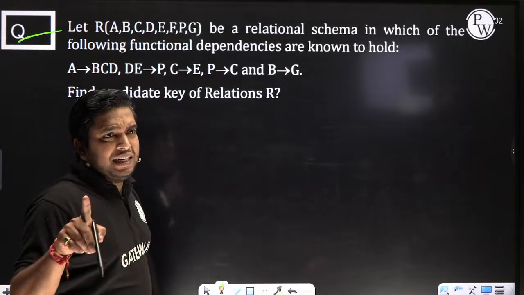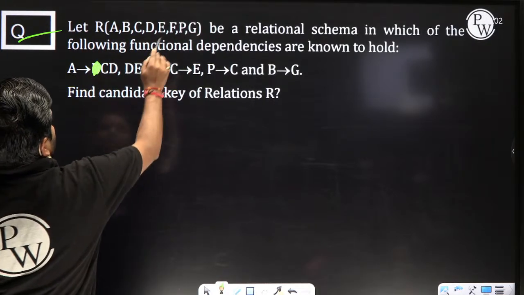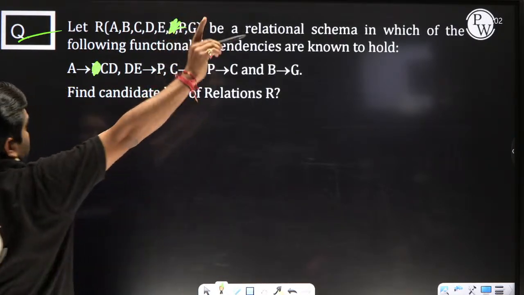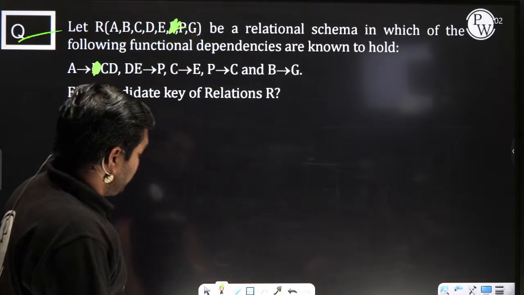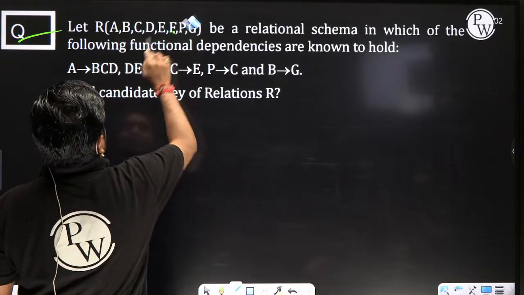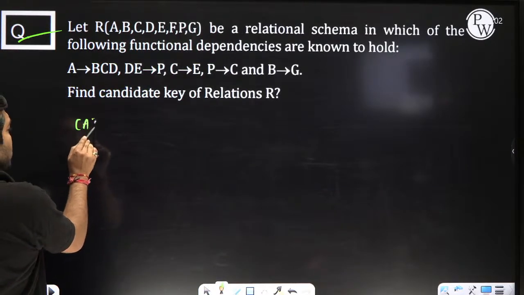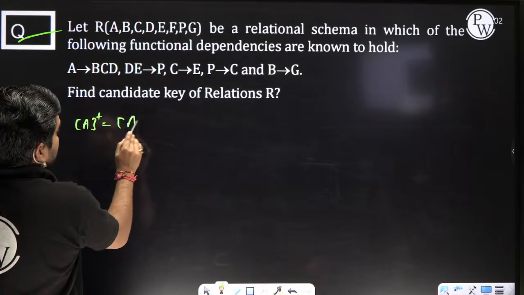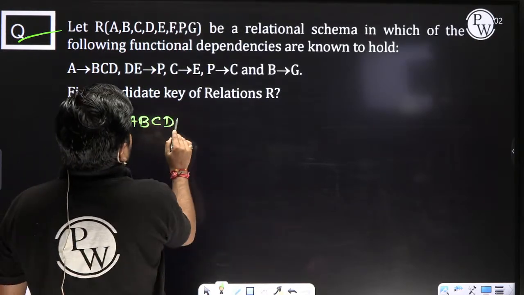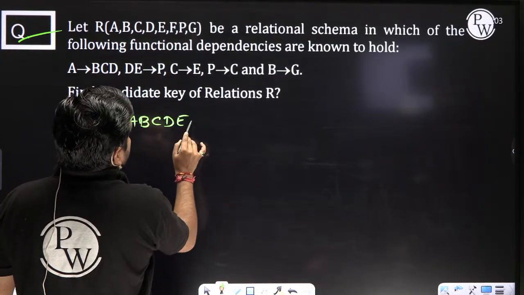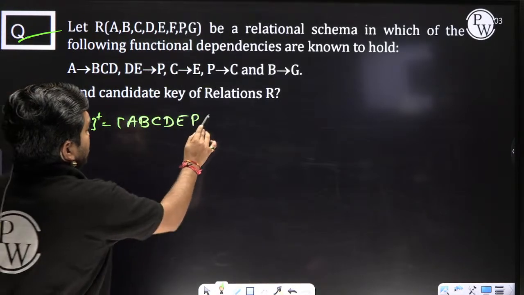What is happening? GATE question. Here B is not there, F is the original GATE question. But I change it, my dear. First of all, when you take the closure, what are we getting? And mine E, and B determines G.